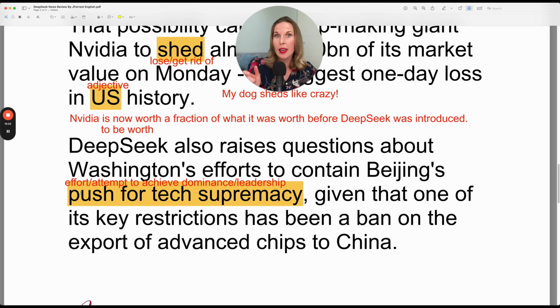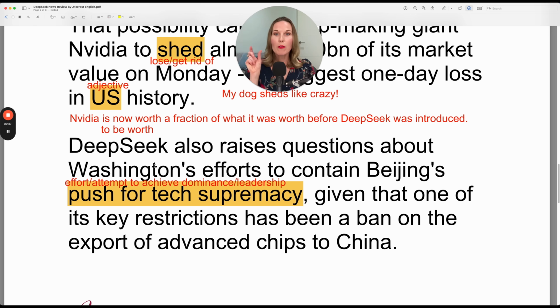So it's a noun, a push. You probably know it as the verb to push a heavy object, for example, but here it's a push, an effort or an attempt to do something specific. And in this case, it's a push for tech supremacy. Supremacy means the ultimate, the most advanced, so leadership, dominance. So Beijing's effort or attempt to achieve dominance or leadership in the tech space.